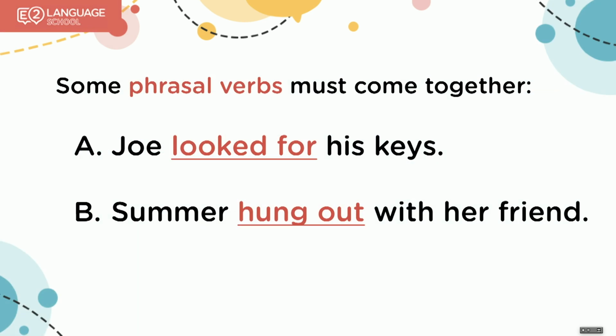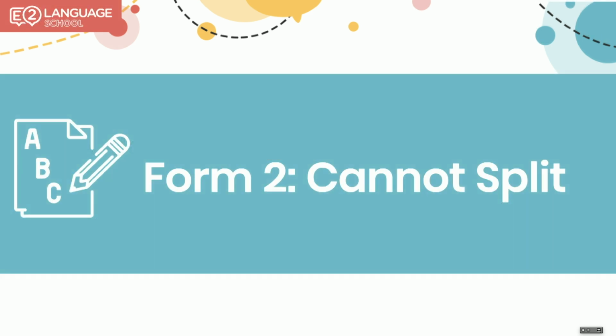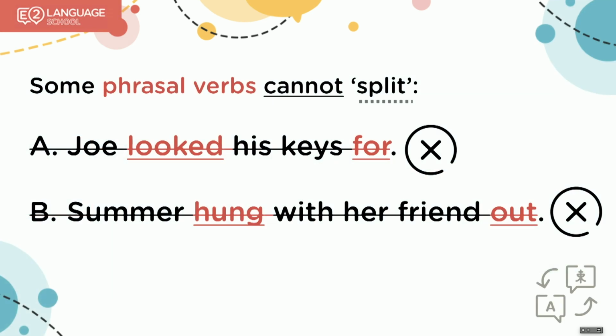So some phrasal verbs must come together. So Joe looked for his keys and Summer hung out with her friend. So form 2 is you cannot split them. So you cannot split look for example. I cannot say Joe looked his keys for, or Summer hung with her friend out. This is incorrect. It just doesn't work, right?